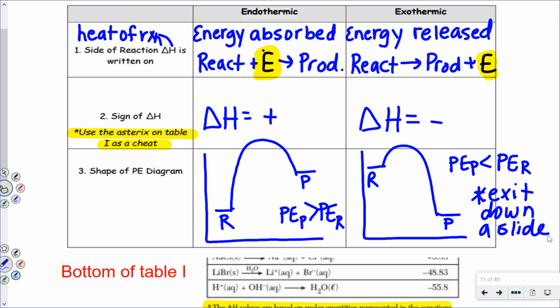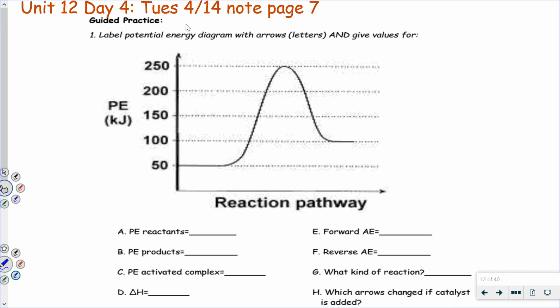So what we're going to do now is we're going to do a practice problem that is on page 7 of your packet. And this is where you want those different colored pencils in hand as we go through this. So here is the practice problem on page 7. It gives you this potential energy diagram, and it would like you to label with arrows and letters for each of these on this chart. And it also wants you to give values, which we haven't done yet. So we're going to go through this kind of together.